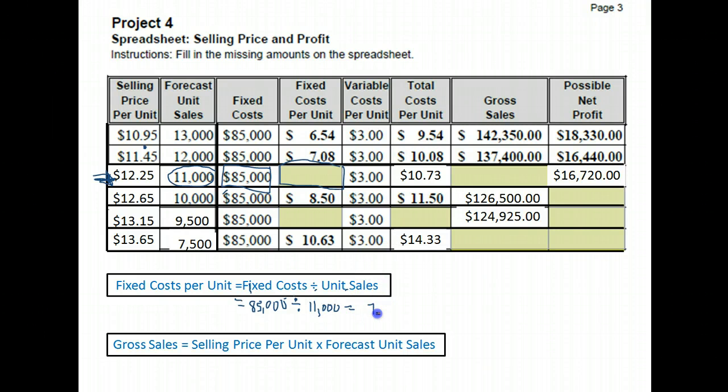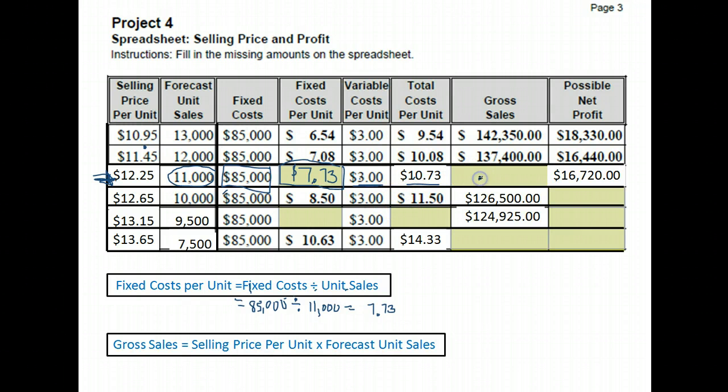And when I do, I get $7.73. So I would put $7.73 right there. Notice when I add the variable cost to that, I get the total cost per unit. $7.73 plus $3 did get me $10.73.